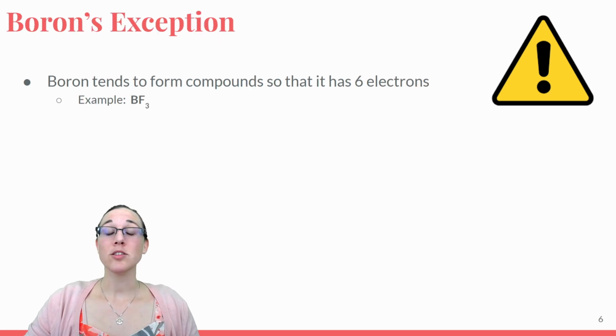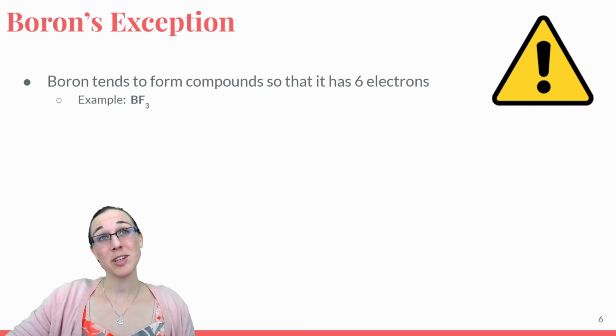It's a rebel. There's also an exception for boron. Boron, B, tends to form compounds so that it has 6 electrons. So it doesn't necessarily want to have 8. It's content with 6. It also breaks the octet rule in that it's happy with 6. Let me show you what I mean by drawing BF3.